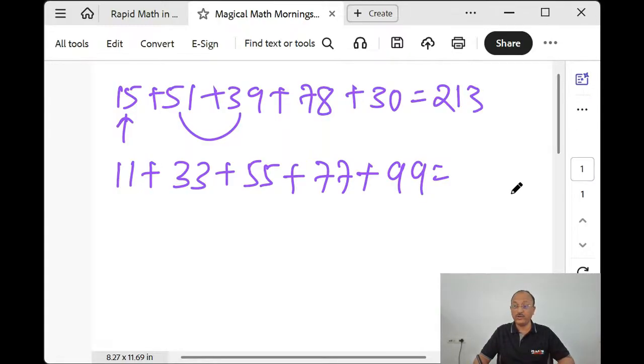By this time, the answer should have come actually. This is such an easier number. These two make a close couple. These two make a close couple. And just add 55 to that.